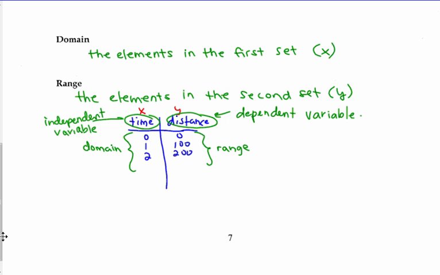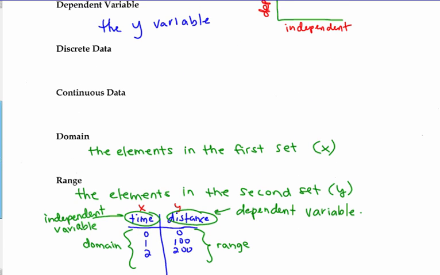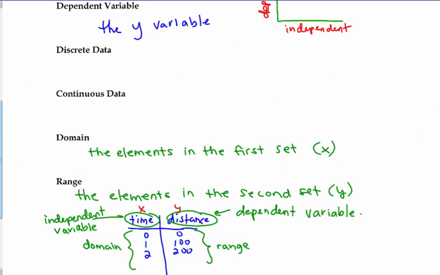All right, two more terms. Discrete and continuous. I'm going to draw a graph, a little picture first, and then we'll describe it. All right, so continuous is kind of simple. Here's an example of continuous. Here's an example of discrete.